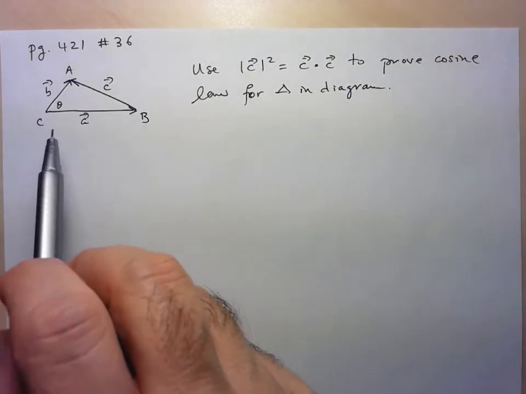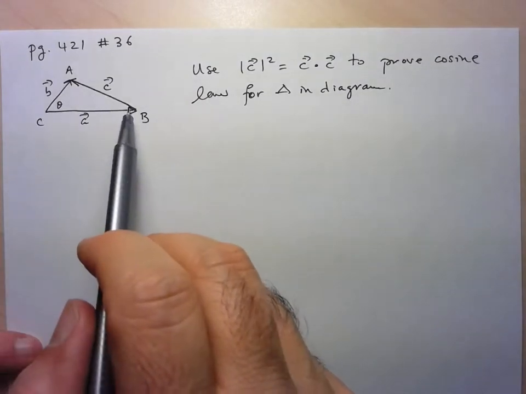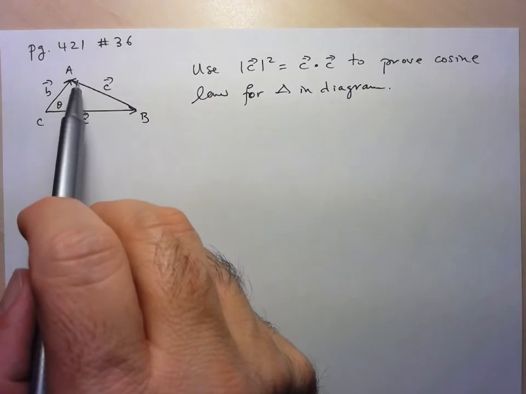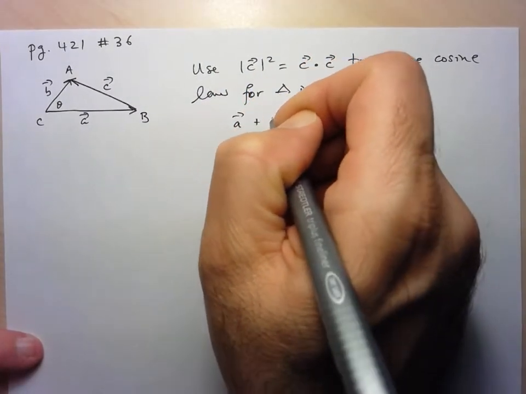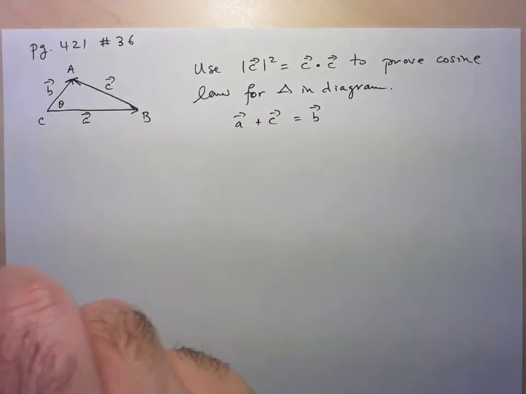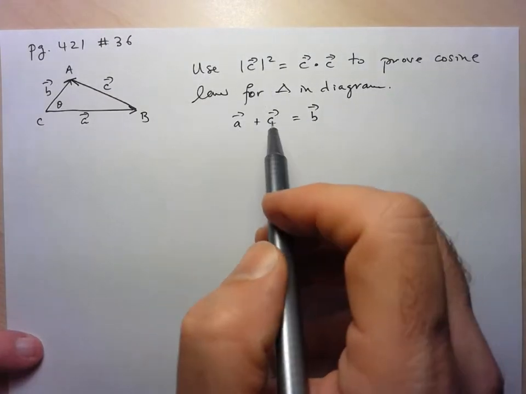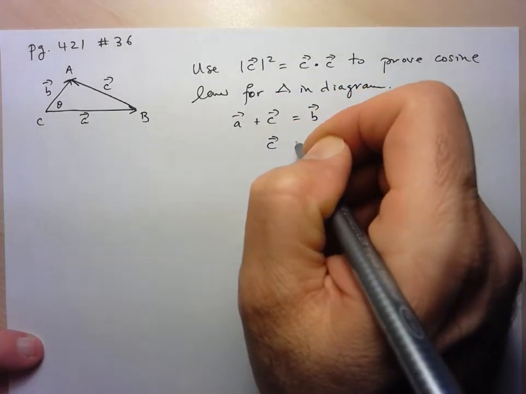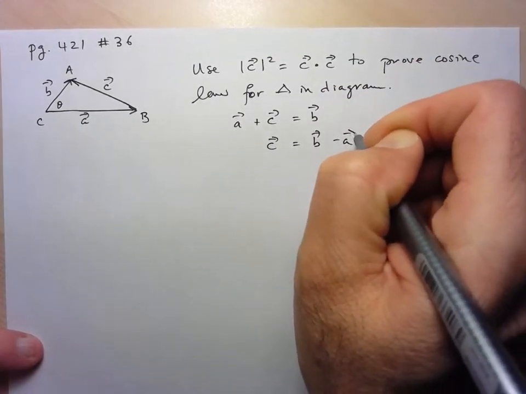So let's look at how this diagram is formed. Okay, it looks like you have vector a plus vector c is equal to vector b. So you have a plus c is equal to b, based on the diagram. But since we want to work with vector c, let's isolate vector c. Vector c is just equal to vector b minus vector a.